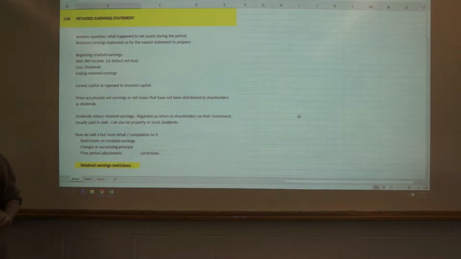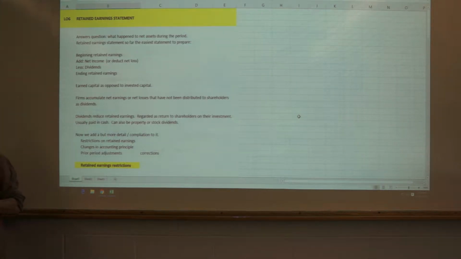So the retained earnings statement is probably your favorite financial statement so far because it's the easiest one to do. On a very basic level, we start with beginning retained earnings, we add net income, deduct dividends, get ending retained earnings, done, okay? None of the complications of the income statement or balance sheet. So when we're preparing a simple retained earnings statement, not a big problem.